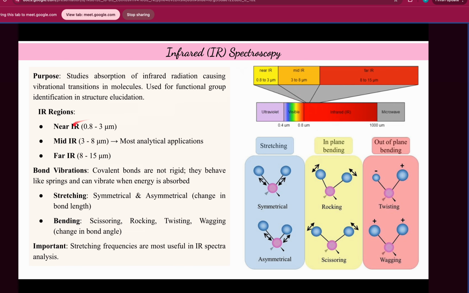So there are three regions. One is near IR, which is from 0.8 to 3 micrometer. Mid IR, 3 to 8 micrometer, which is used for most analytical applications. And then far IR, which is from 8 to 15 micrometer.